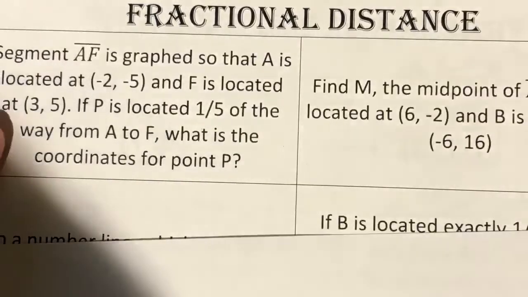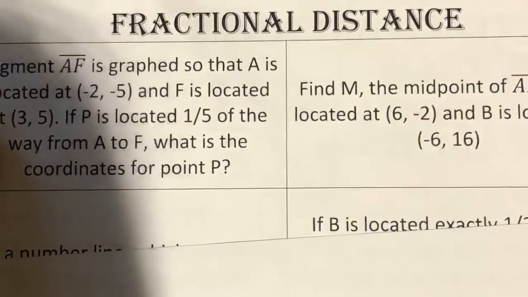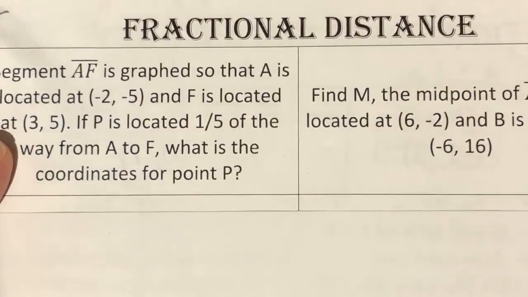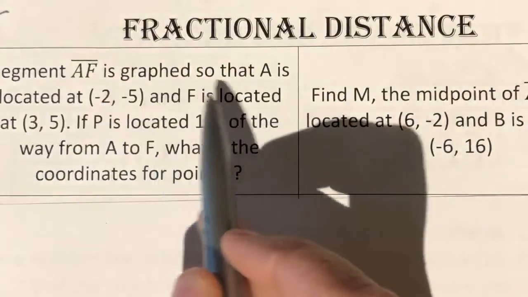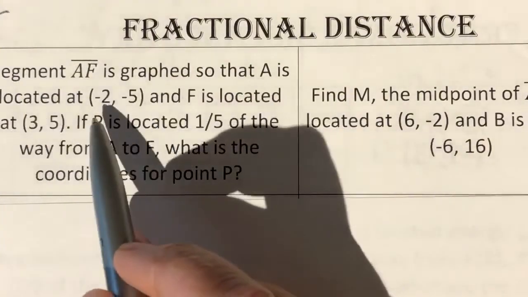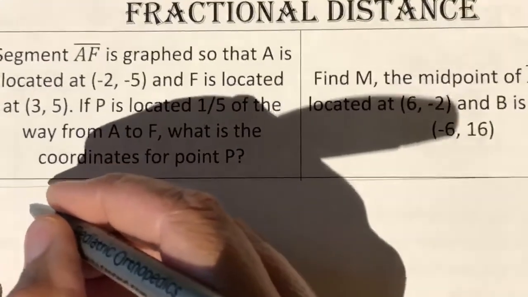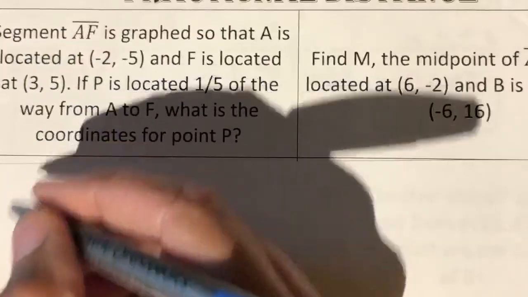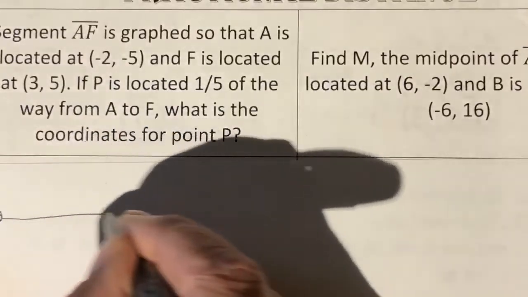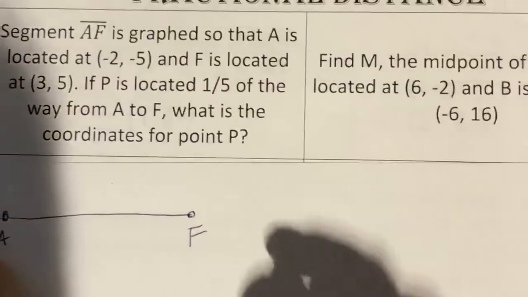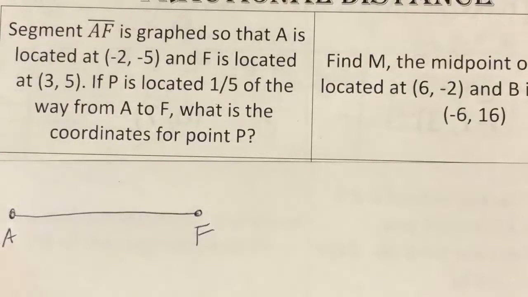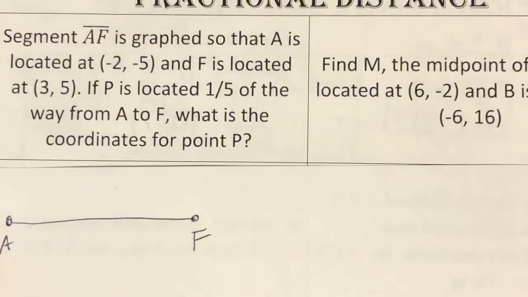Okay, so on the fractional distance paper, let's do number 1. I can't move it over any further, unfortunately, because of the way the camera's oriented, so this is the best I can do. It says segment AF is graphed so that A is located at -2, 5. What I'm going to do first is draw a random segment, and I'm going to call it AF because that's what they call it. Let me move my paper over a little bit so you can see it.